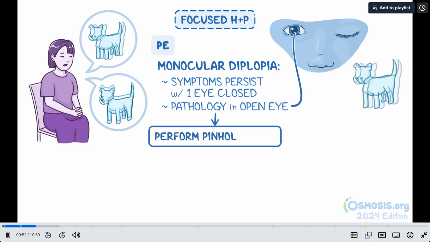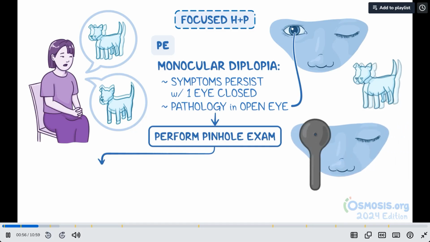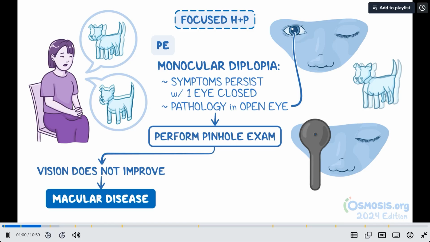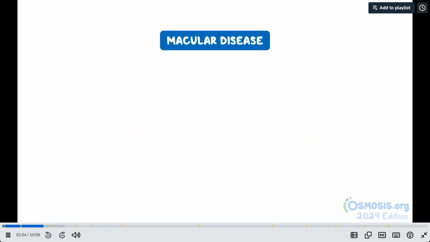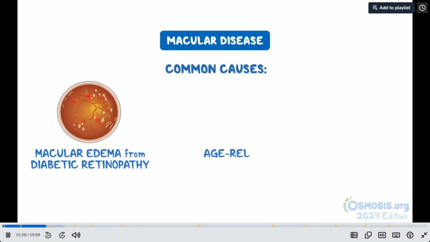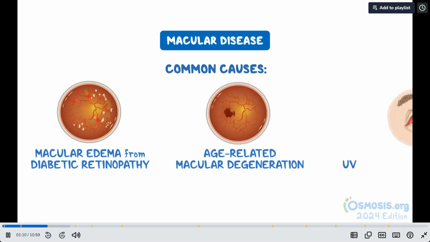Next, perform a pinhole exam in which you ask the patient to read an eye chart through a pinhole. If their vision does not improve, the likely diagnosis is macular disease. Some common causes include macular edema from diabetic retinopathy, age-related macular degeneration, and uveitis.